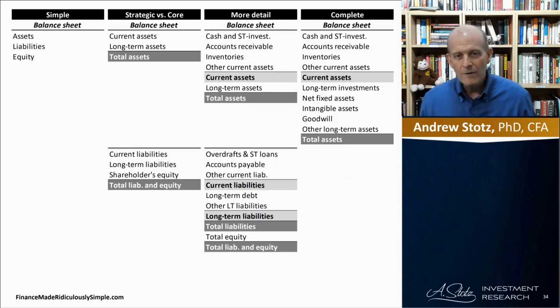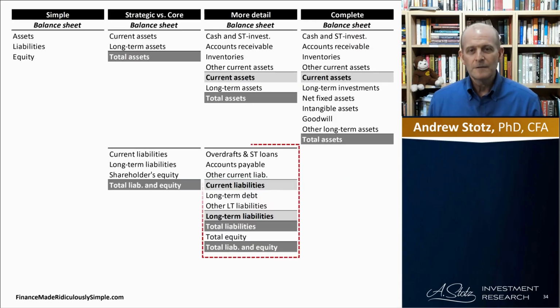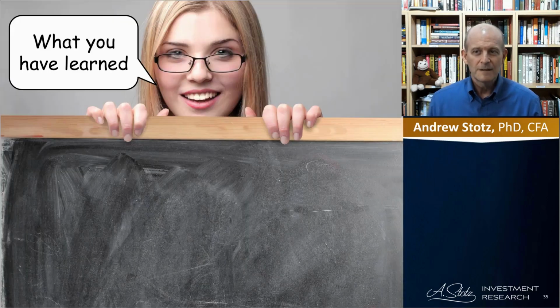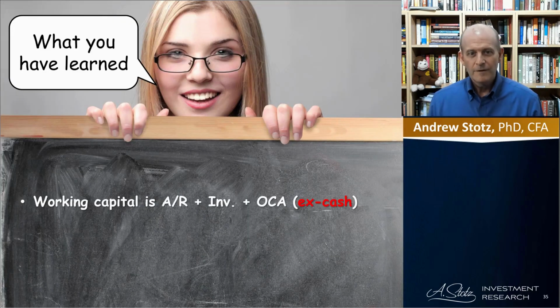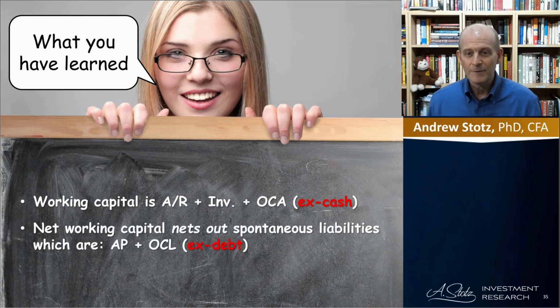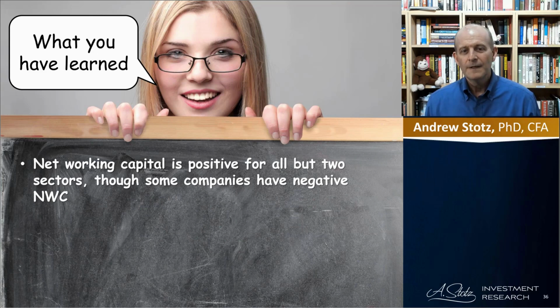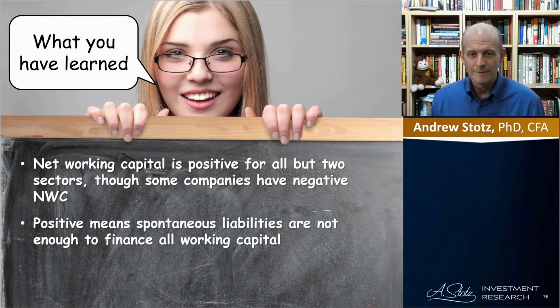So we've now gone a little bit deeper into the liabilities section of the balance sheet. Let's review what you have learned. You've learned that working capital is accounts receivable plus inventory plus other current assets, excluding cash. Net working capital nets out spontaneous liabilities, which are accounts payable and other current liabilities. So we exclude debt also. Net working capital is positive for all but two sectors, though some companies have negative working capital. In fact, I showed you a company that had extreme negative working capital.